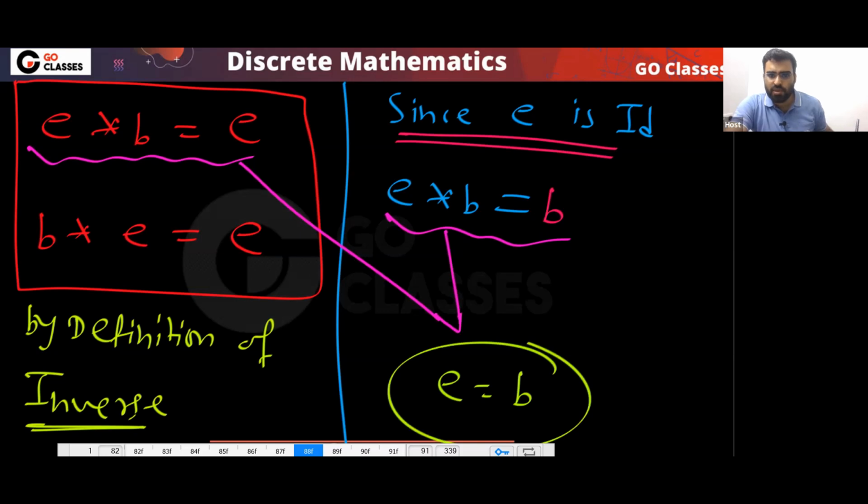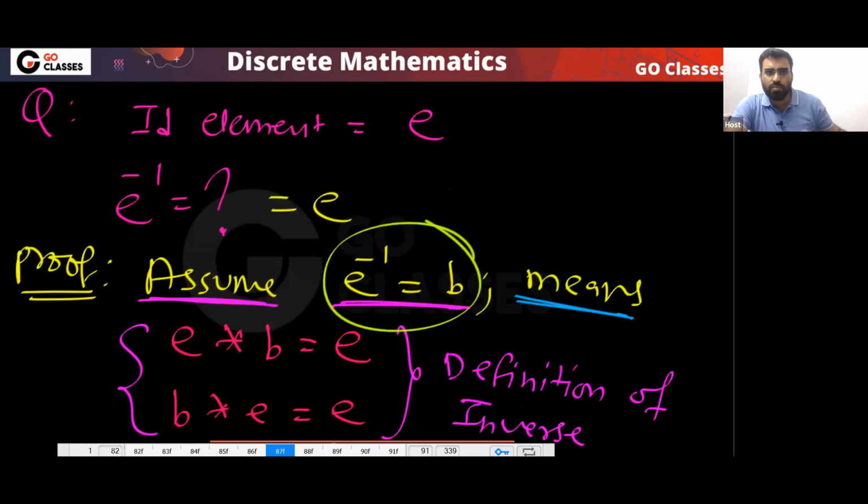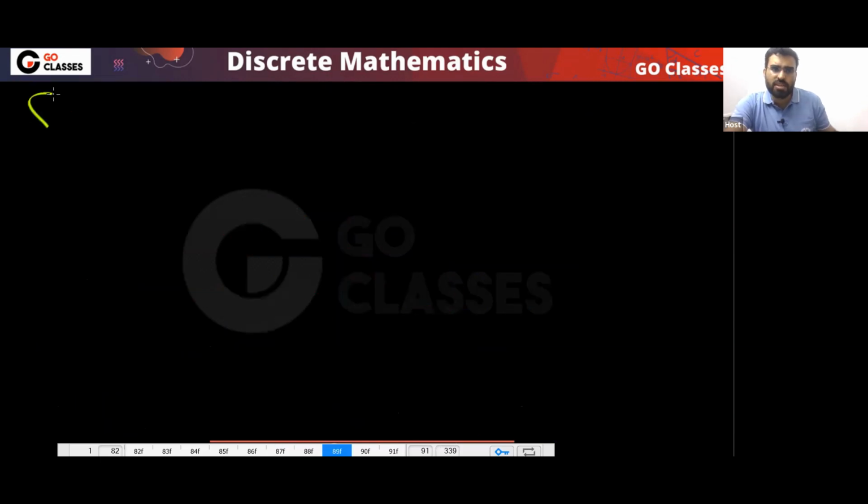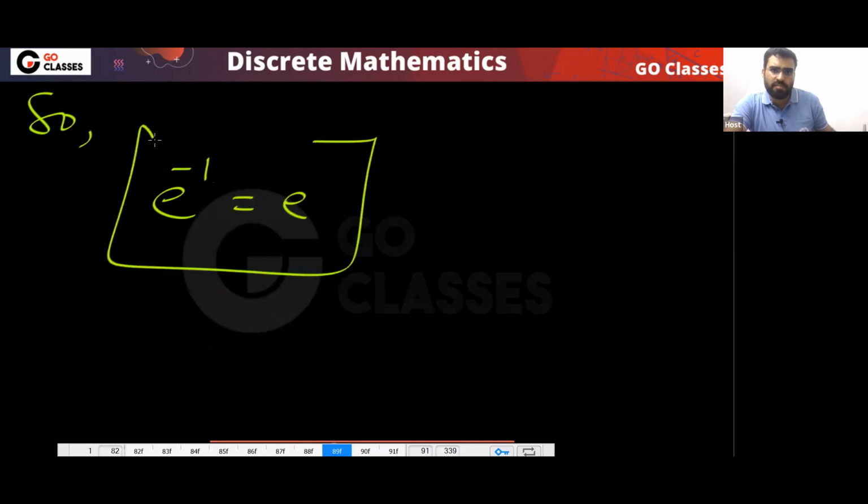You can say E is equal to B. So E is equal to B, so B is equal to E. So this is the idea. Remember, identity element inverse is always E. Hence proved.